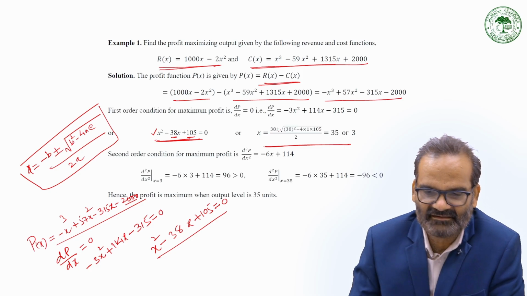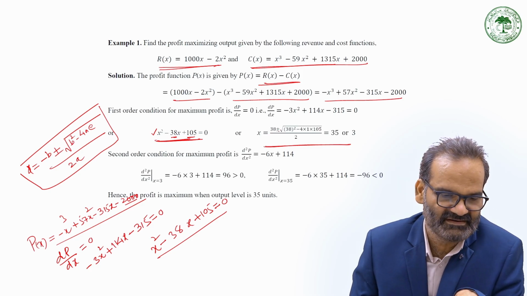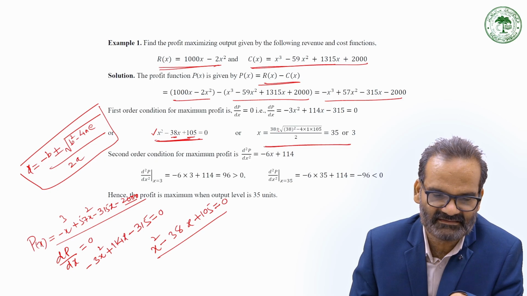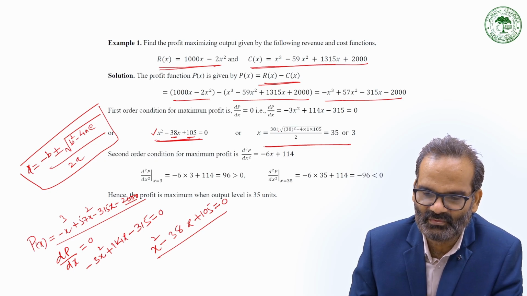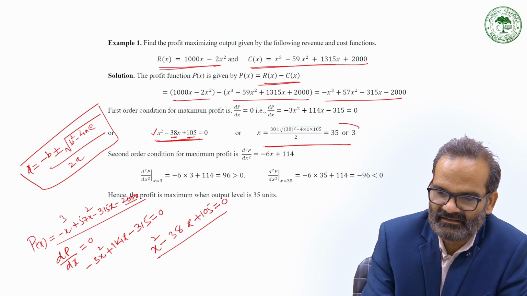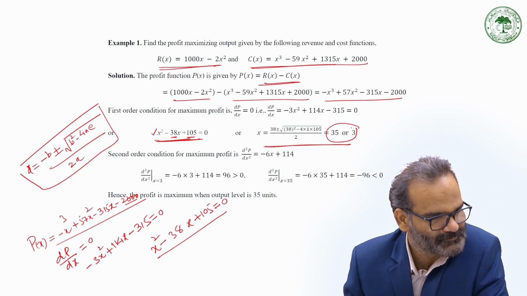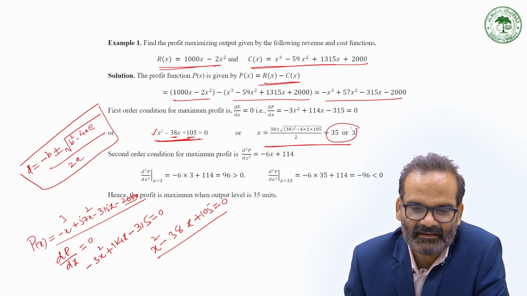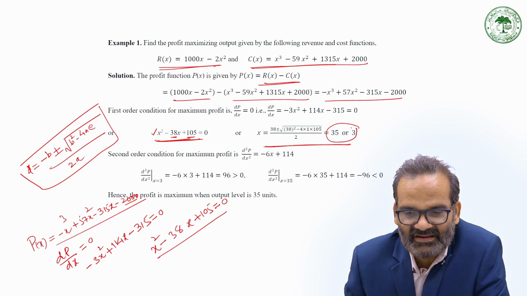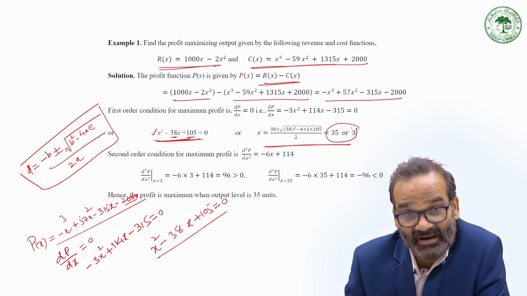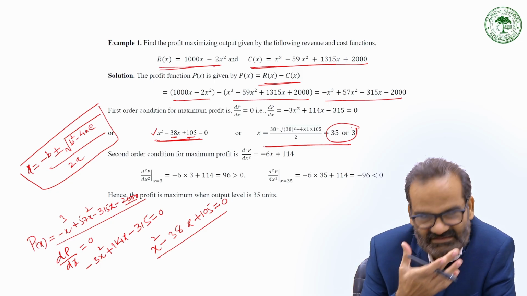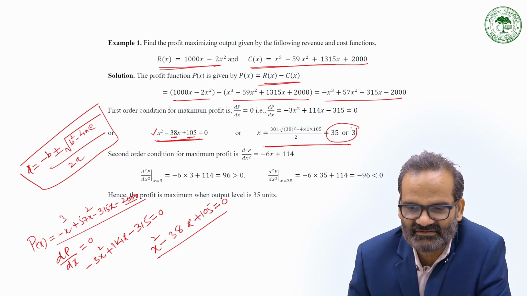38 plus or minus root of 38 square, that is b square, minus 4 times a, which is 1, times c, which is 105, upon 2. Simplify this, and you are getting the value of x as 35 or 3, right? These two values we are getting. So x may be 35 or 3. 35 and 3 are known as stationary points or stationary values, right?